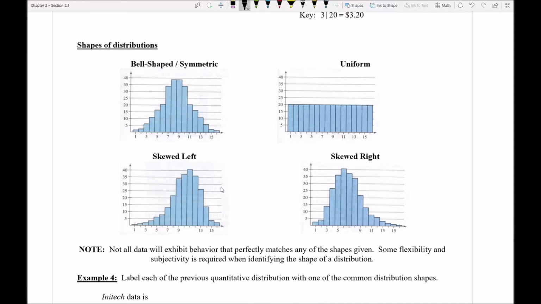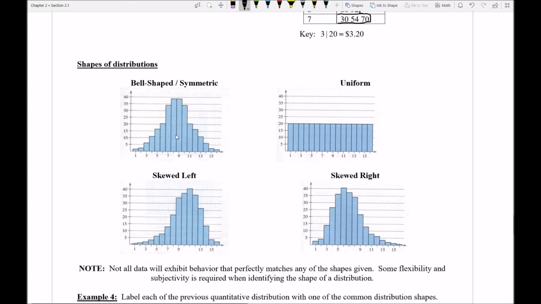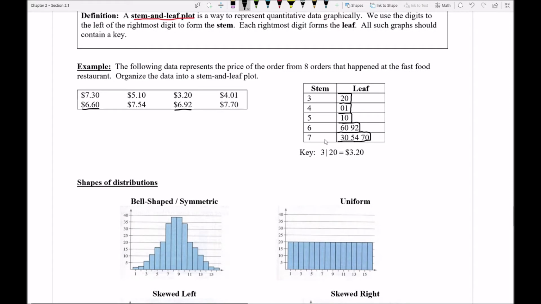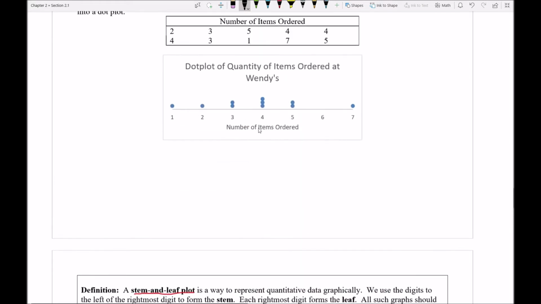Well, now let's take a look at really the last main idea that we're going to cover in section 2.1, which is shapes of distributions. We've seen that with quantitative data we can create these histogram or bar graph-ish shapes where these bars touch. But we also saw that even when we looked at things like stem and leaf plots or dot plots, we had the same kind of bar-like structure.